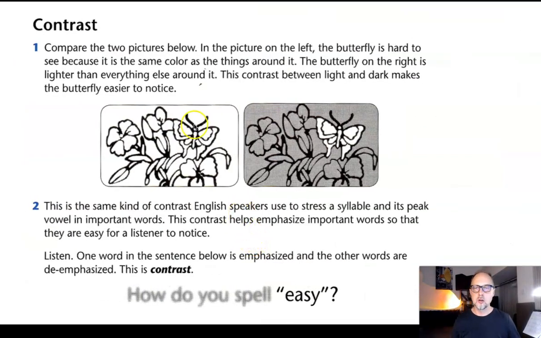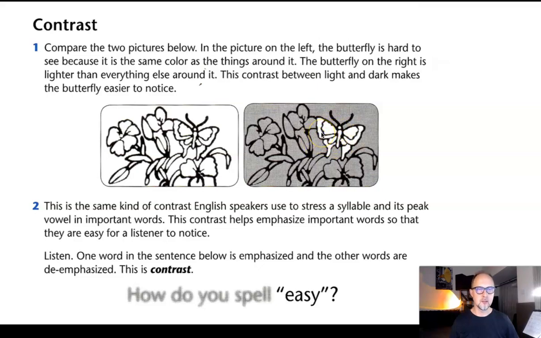So compare the two pictures below. In the picture on the left, the butterfly is hard to see because it is the same color as the things around it, right? So here, there's a butterfly, but it's not easy to see. The butterfly on the right is lighter than everything else around it, and this contrast between light and dark makes the butterfly easier to notice. So here, the butterfly is easy to see because of the contrast.